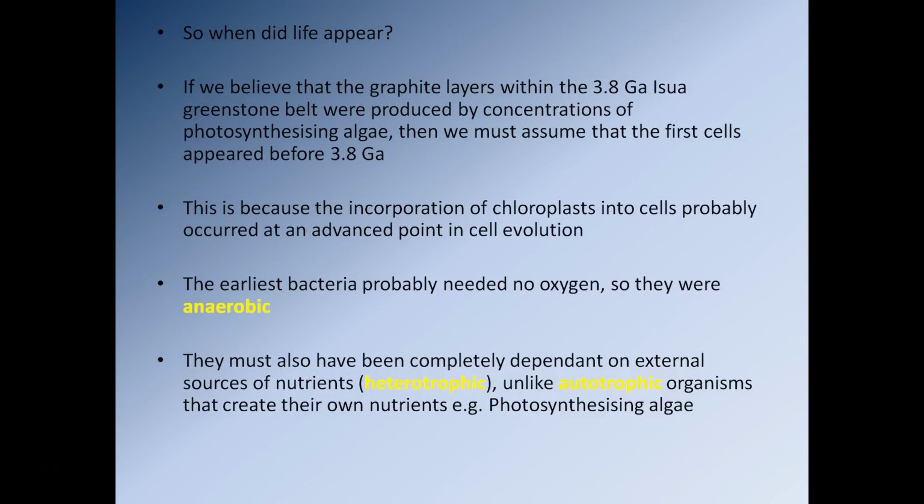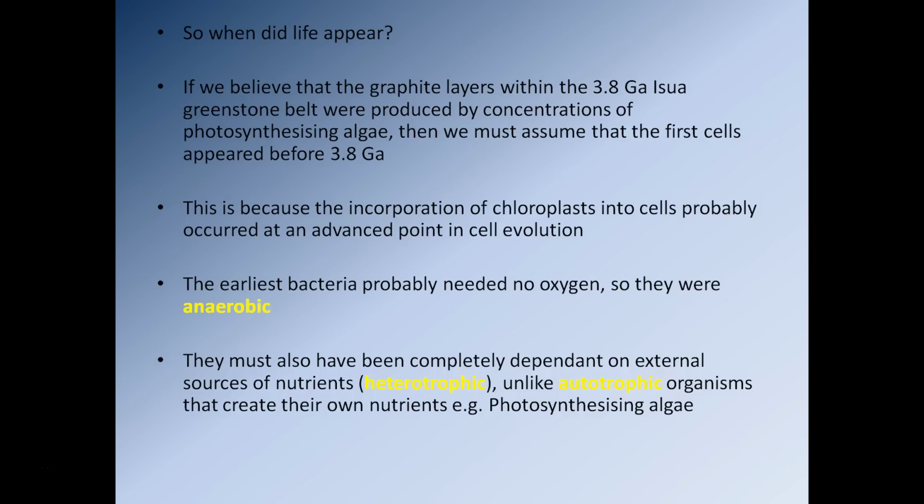So when did life appear? Let's just go back over this one more time. Well, if we believe the graphite layers in the 3.8 billion year old Isua Greenstone Belt were produced by photosynthesizing algae, then we must assume the first cells appeared sometime around 3.8 billion years ago. An important point to note is that if these cells were photosynthesizing, then they have to have had chloroplasts. Those are the structures inside cells that allow photosynthesis to happen.